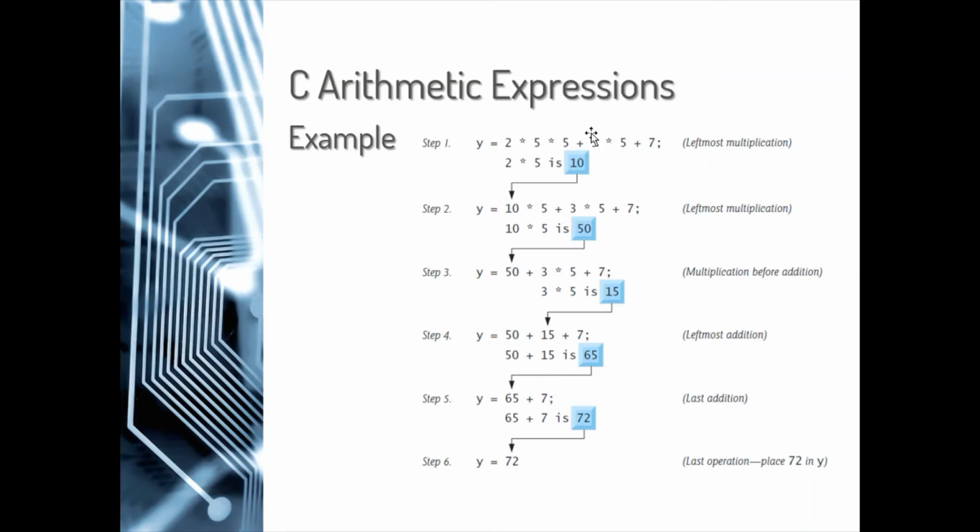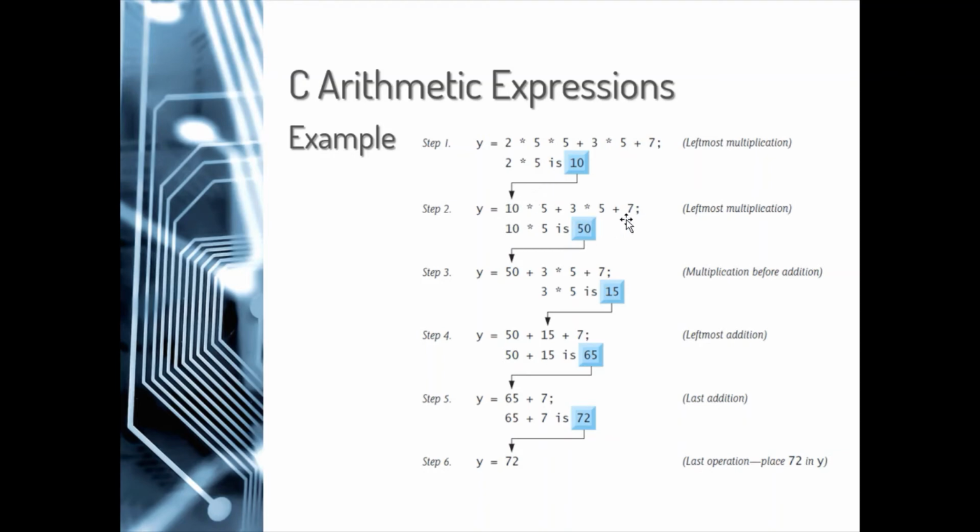We have this operation here, this arithmetic expression. As you can see: times, times, plus, times, plus. Since times comes before plus, and we don't see any parenthesis here, the first to be evaluated are the times operations. There are three times operators, and the first one is the one on the left side. So first is 2 times 5, which is 10.